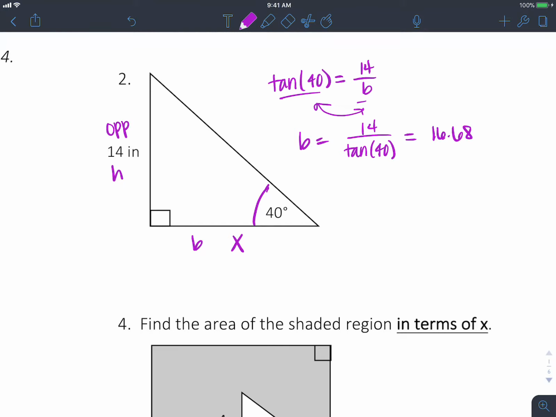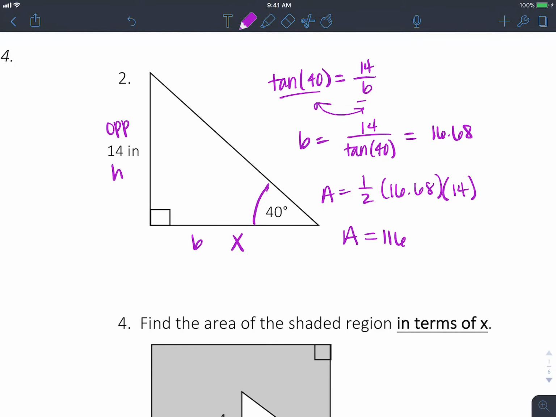which comes out to be 16.68. Then our last step is to calculate our area. 1/2 times 16.68 times 14, and our area comes out to be 116.79.